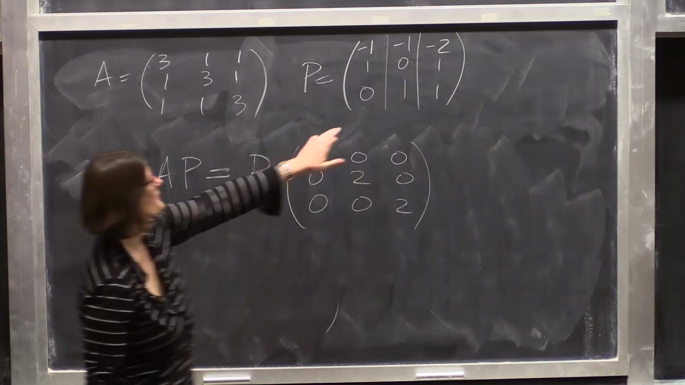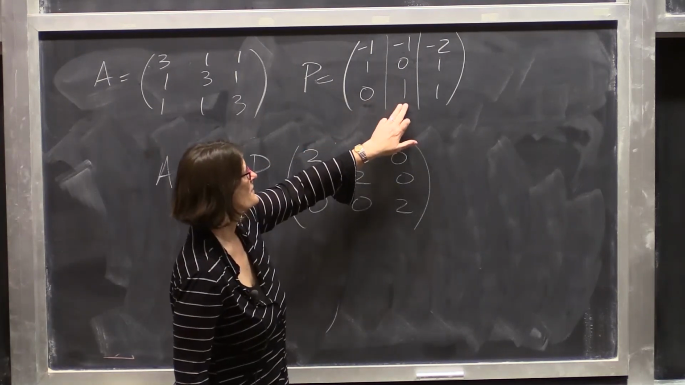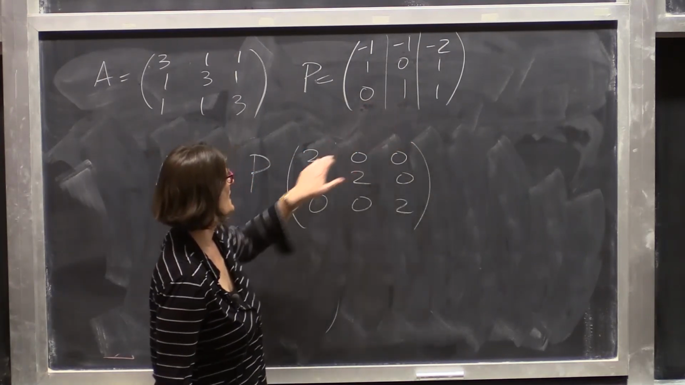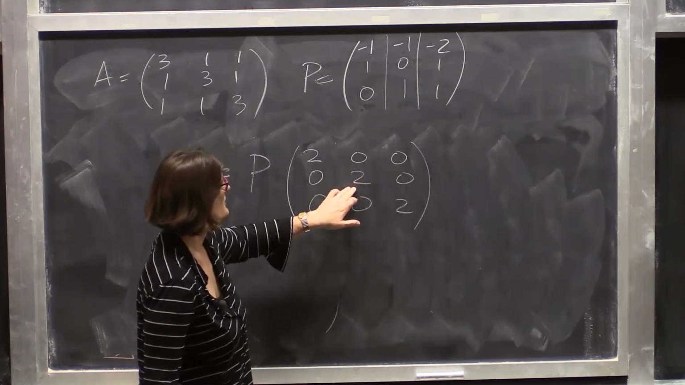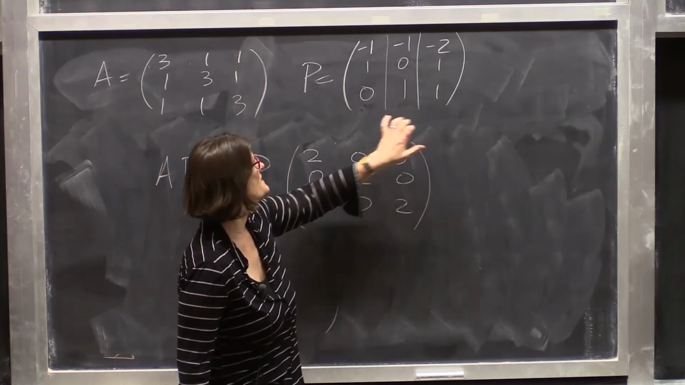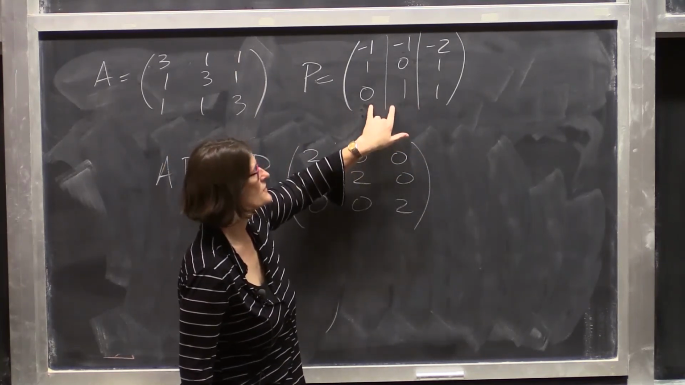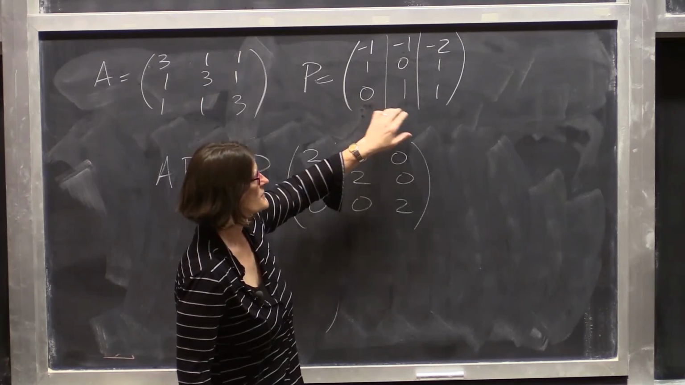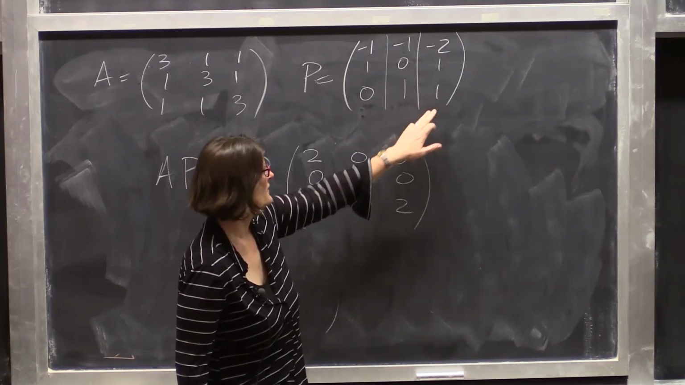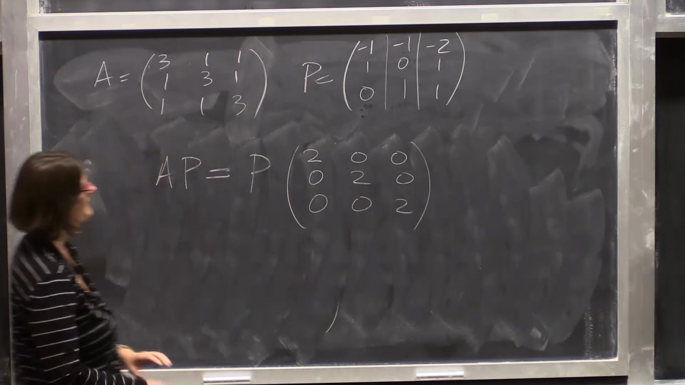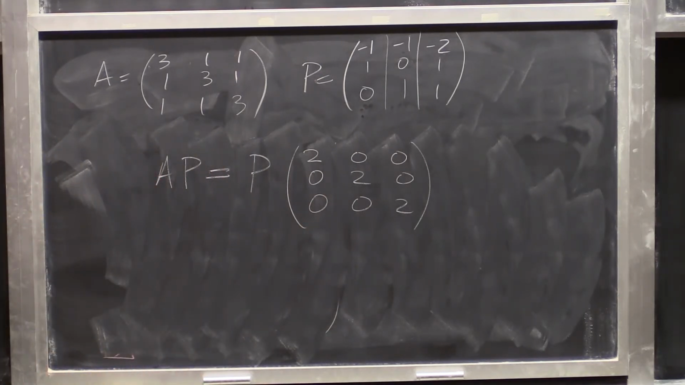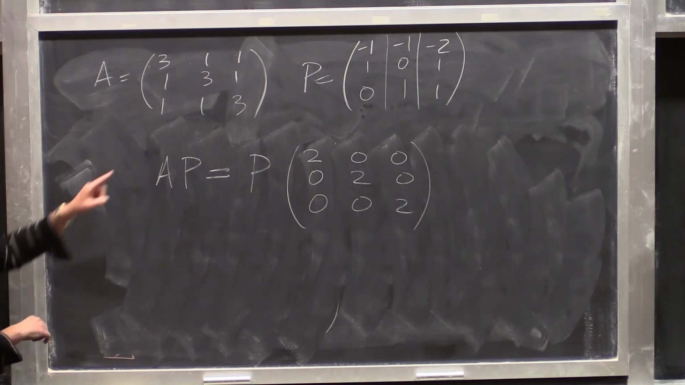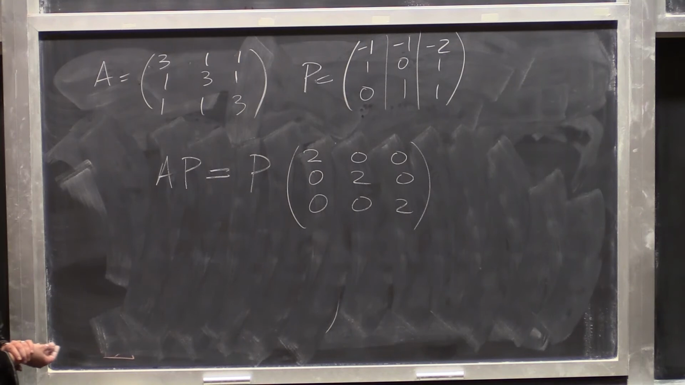Here, this is an eigenvector. This is an eigenvector. Eigenvector with eigenvalue 2, eigenvector with eigenvalue 2. This one is a sum of these two. It's certainly an eigenvector of eigenvalue 2. So it's certainly true that AP is equal to P times that diagonal matrix. Is this P invertible? No.